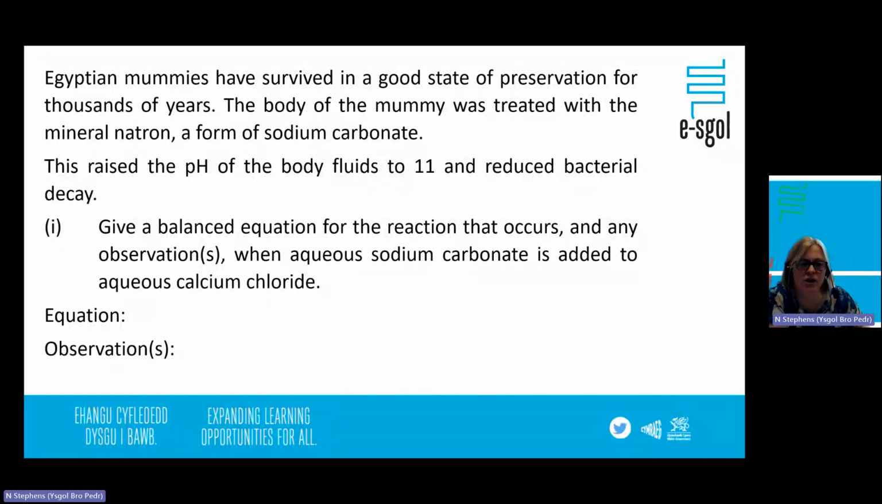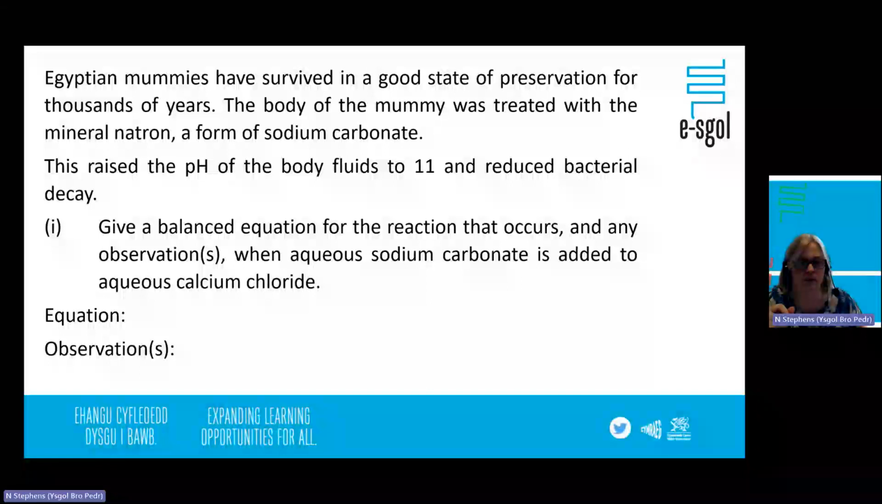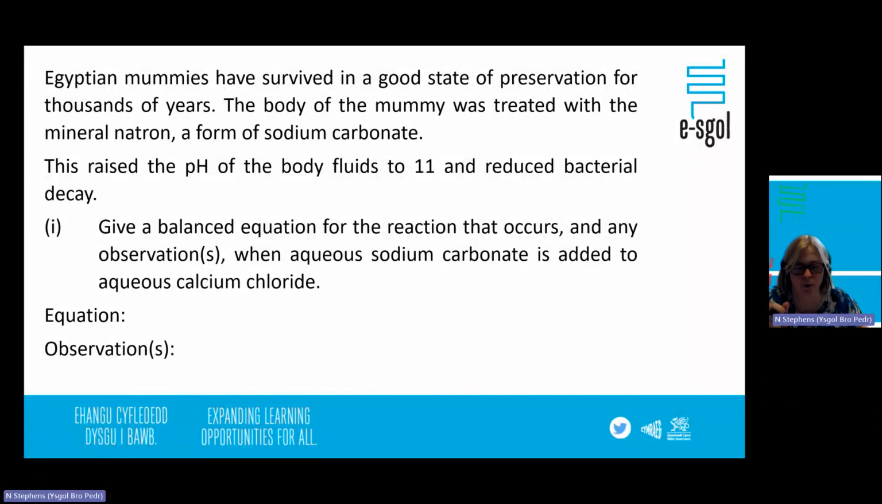So give a balanced equation for the reaction that occurs and any observations when aqueous sodium carbonate is added to aqueous calcium chloride. Now, they kind of tried giving you a hint there by including the word aqueous numerous times. So you didn't even have to remember that group 2 halides are soluble, so calcium chloride. We know that all sodium salts are soluble anyway, being group 1. The calcium being group 2 obviously has that differing solubility.